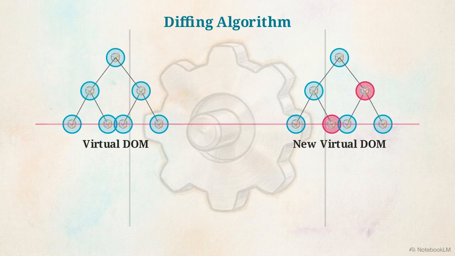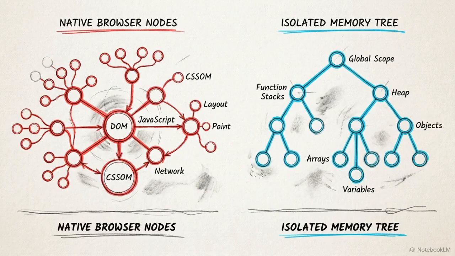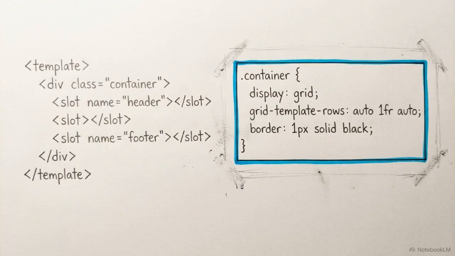This diagram illustrates the diffing algorithm. Comparing the previous virtual DOM on the left with the new tree on the right, React calculates the minimal set of updates. During the reconciliation phase, only those targeted nodes commit to the real DOM, leaving the rest untouched. Do not confuse this in-memory diffing process with the shadow DOM, which is a native browser technology used strictly for encapsulating CSS and variables in web components.